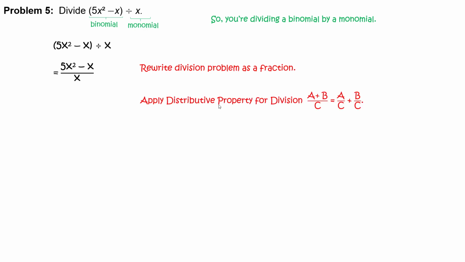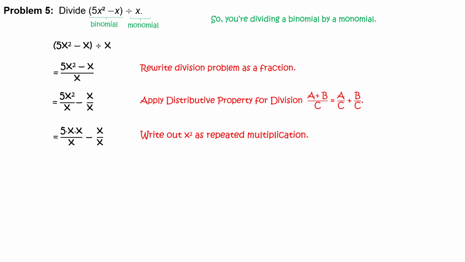And then you might remember this from class. The distributive property exists for division as well. So a plus b divided by c, you can kind of distribute, in quotes, this division by c to a and to b. So you can write a divided by c plus b divided by c. Both get the c. So I'm going to write that as 5x squared divided by x minus x divided by x. From there, you can see that it basically turns into a similar problem to the ones we've been solving.